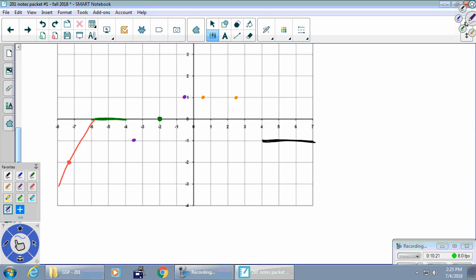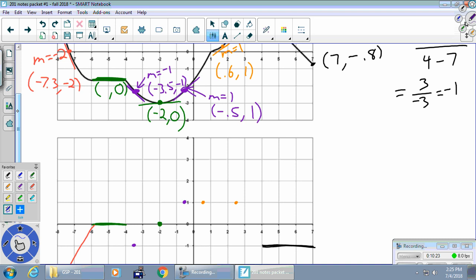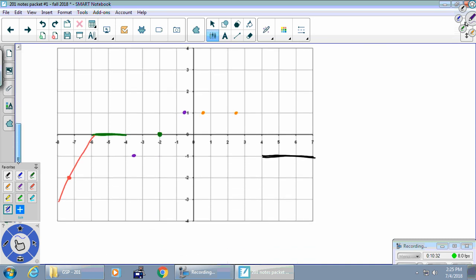Okay, so we've got that part, and now the next piece is already in green. So this piece right here is taken care of. And then here we had some negative stuff and then 0 and then some positive stuff. So let's see if we can do that.